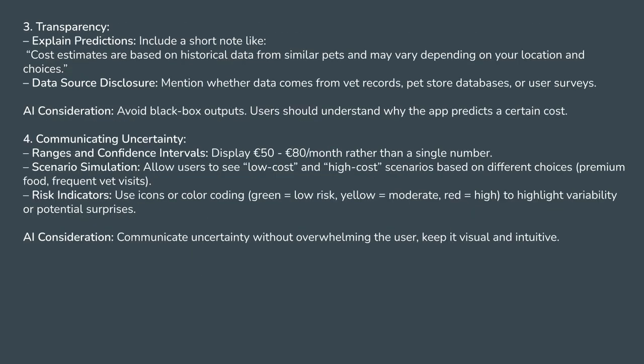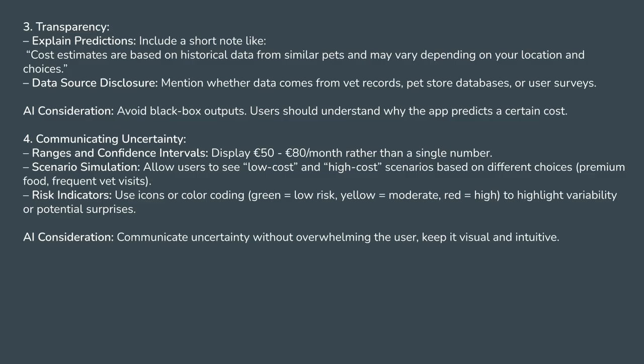3. Transparency: explain predictions. Include a short note like, cost estimates are based on historical data from similar pets and may vary depending on your location and choices. Data source disclosure: mention whether data comes from vet records, pet store databases, or user surveys. AI consideration: avoid black box outputs. Users should understand why the app predicts a certain cost.